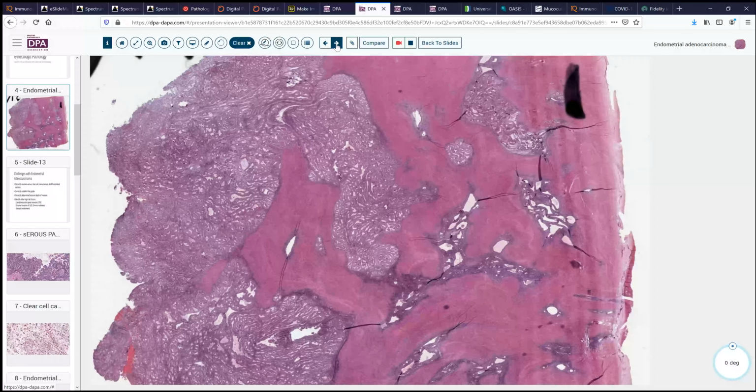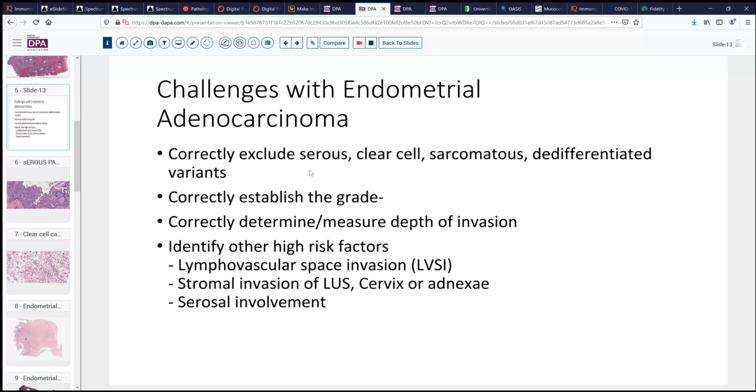There are several other challenges that come up as well. First of all is correctly identifying any subtypes or other types of carcinoma that have a different prognosis. Dedifferentiated carcinoma we've talked about in another video, which we'll reference at the end. Sarcomatous carcinomas we've also talked about, and clear cell and serous are important tumors as well. A second challenge is correctly establishing the grade. And then, as we've just illustrated, correctly determining the depth of invasion and measuring that to determine whether it's a stage 1A or a stage 1B.